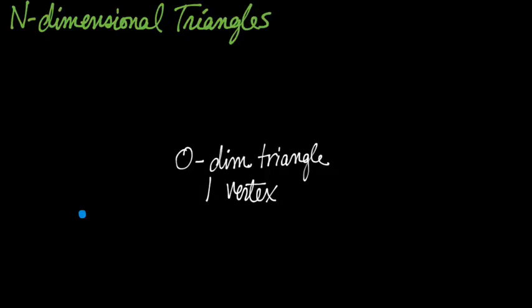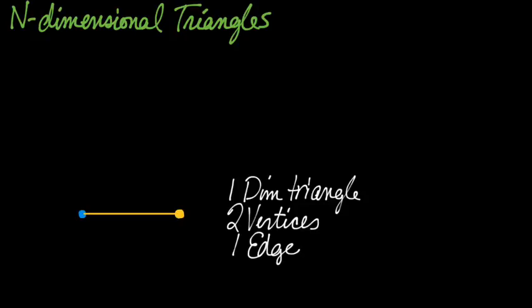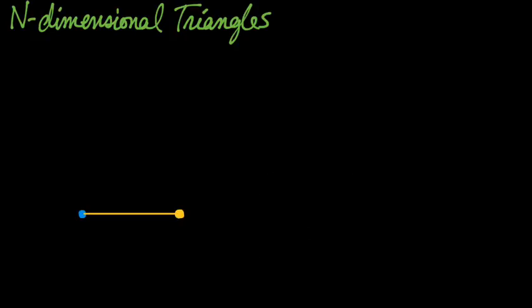So the rule for making the next higher up dimensional triangle is what you do is you add a single brand new vertex, and then you connect that new vertex to all of the existing vertices that there are with edges. And then if edges form a triangle, like 3 edges form a triangle, then you fill that in with a face, and so on and so forth. So here we have 2 vertices and 1 edge, and that literally makes a one-dimensional triangle. It really is just a line segment.